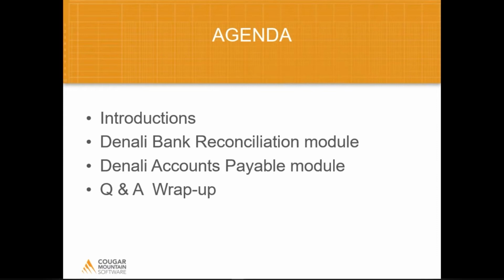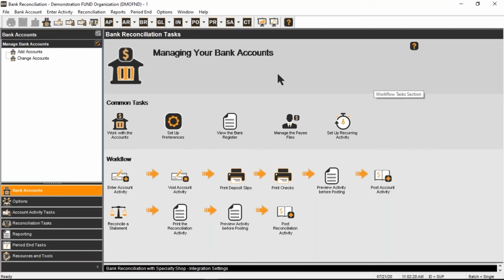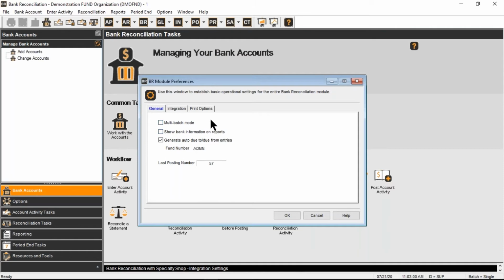All right, so with that, we'll go ahead and get started here, and we'll bring up the bank reconciliation module here. So the Denali Bank Rec module, I like to call it the cash management. This is basically set up to track all the additions, deductions, deposits, and withdrawals out of the bank accounts for your organization. And just like in the other modules, we always start with the module preferences. So we go here, and this is our setup for module preferences.